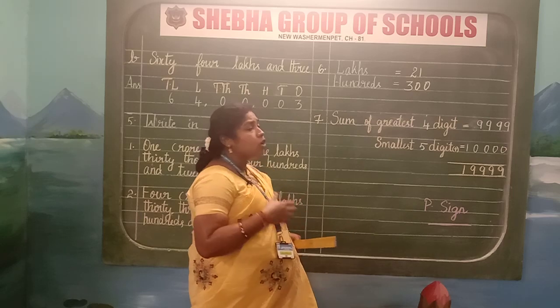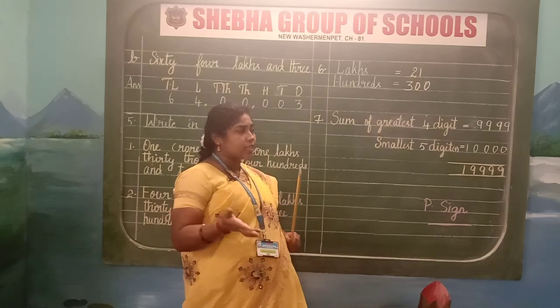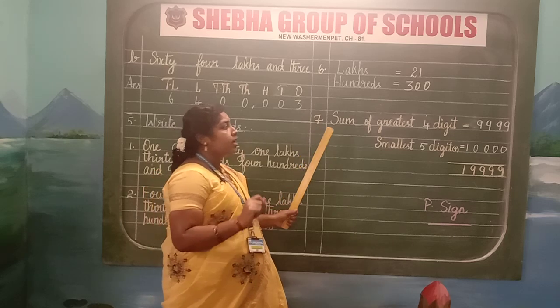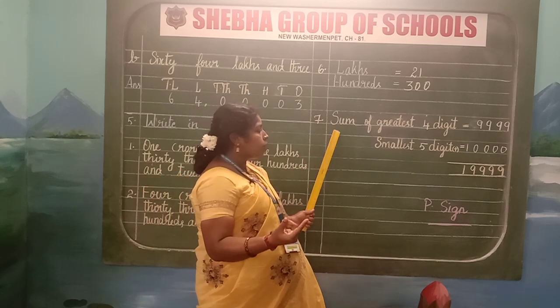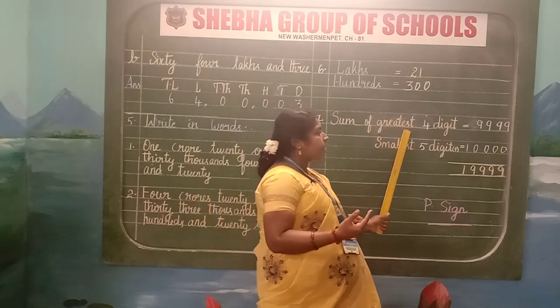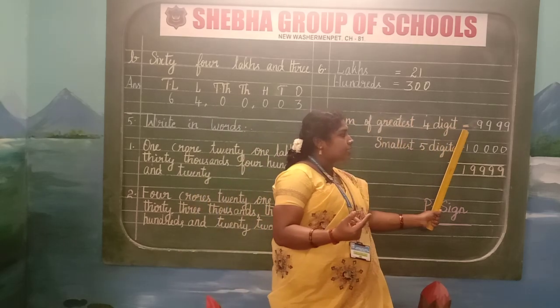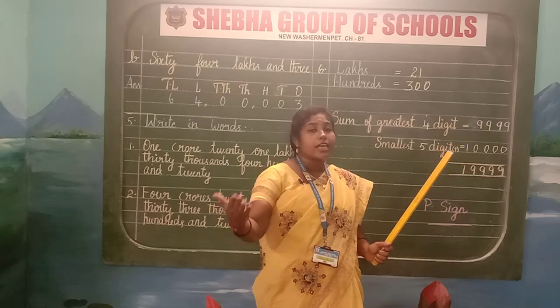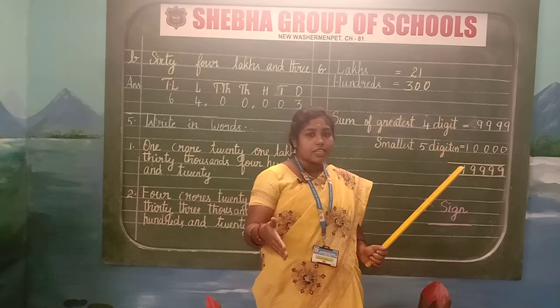I am going to tell you how to write in your classwork now. See, write the serial number 7 in the margin. I am going to help you with the statement. Sum of greatest 4-digit is equal to. These numbers should come on the other side of your margin. Clear, children?